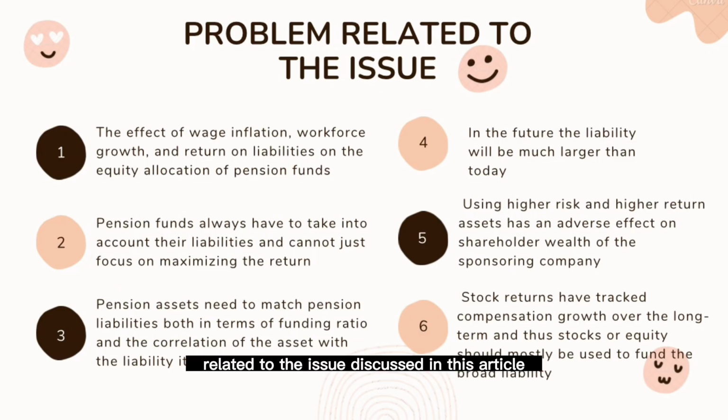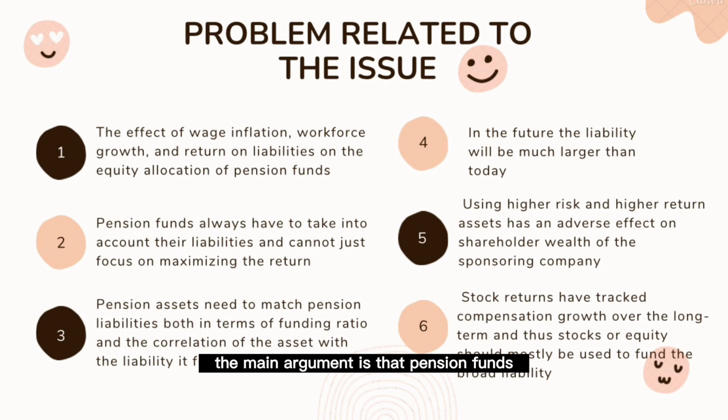The problem related to the issue discussed in this article is the effects of wage inflation, workforce growth, and return on liabilities on the equity allocation of pension funds. In a clear statement, this is about whether pension funds with growing liabilities that are due to workforce increase and wage inflation, such as in a growing firm, have a higher risk exposure than pension funds with more stable and more matured liabilities. This problem has already been raised by authors Alex Talo, Peskin, and Boody.